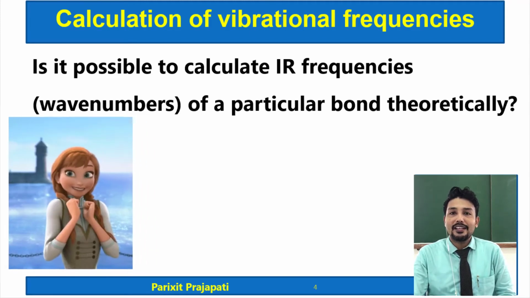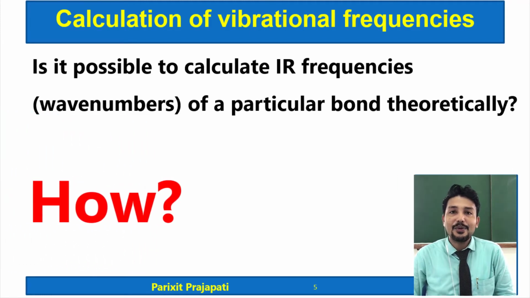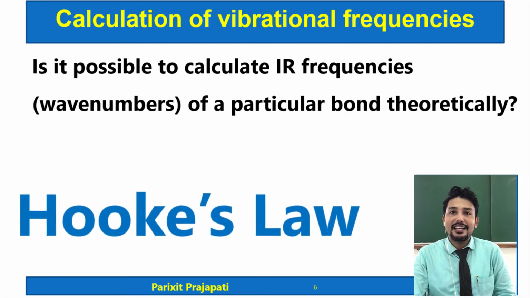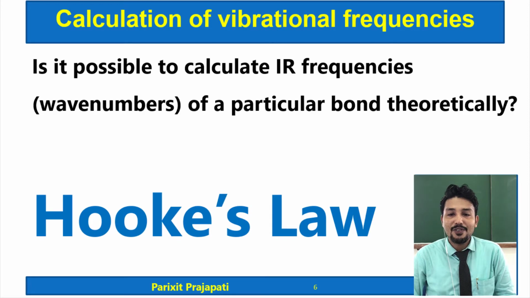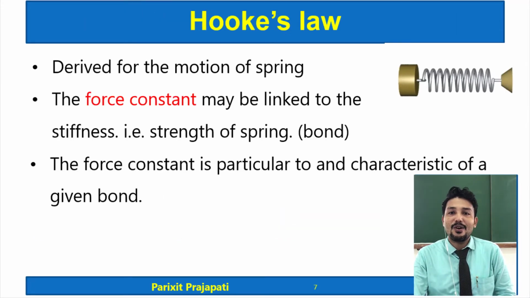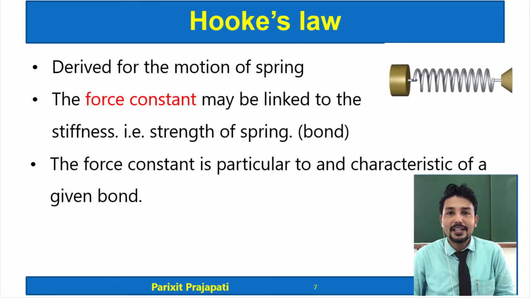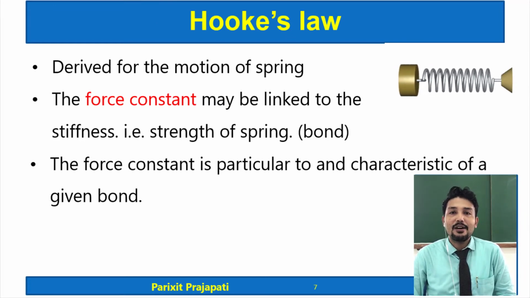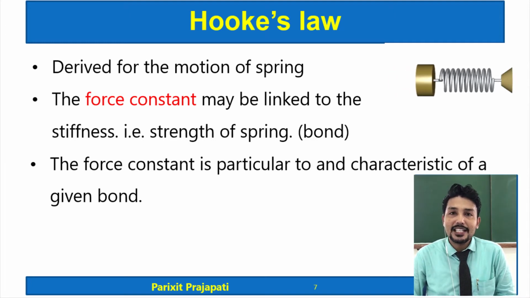Now, the next question is how it is possible. It is possible with the help of Hooke's law. So let us understand what is Hooke's law. To understand Hooke's law, we have to consider the molecule as a spring, or the covalent bond between two atoms as a spring, because Hooke's law was derived for the motion of the spring.